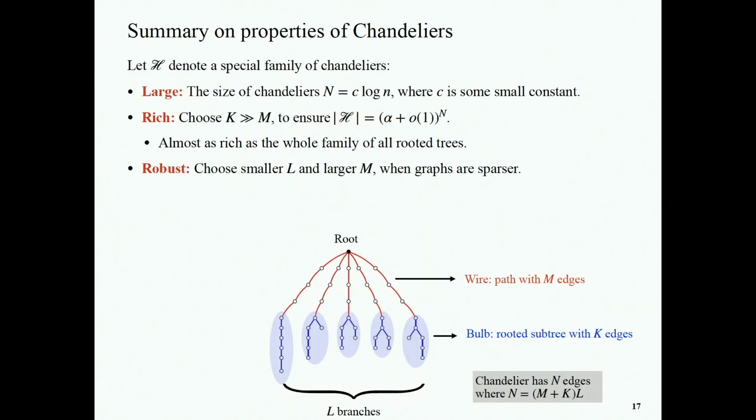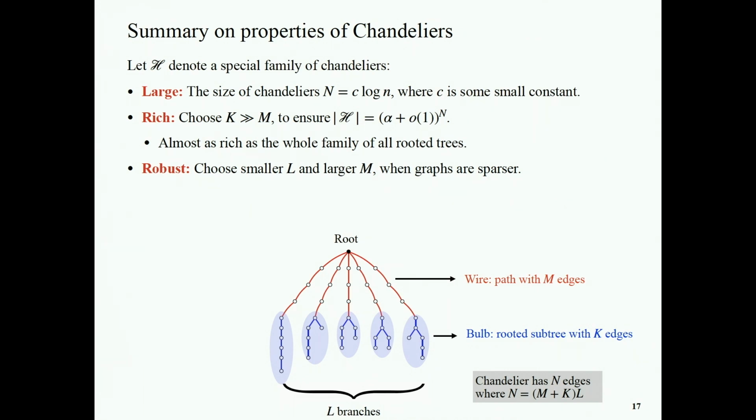Now let me quickly summarize the properties of the chandeliers. The first thing is we're going to pick the chandeliers to be logarithmic with respect to the graph size so that it is large enough. The second is we also need to ensure the richness of this family. So we need the bulbs to be much larger than the wire so that the family of the chandeliers is almost as rich as the family of all trees.